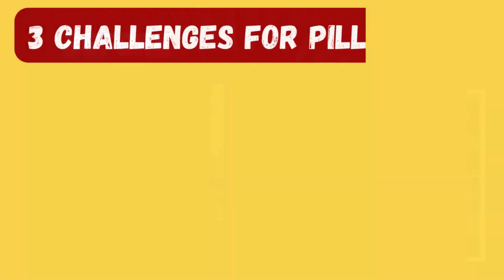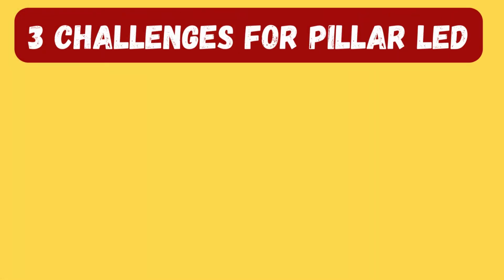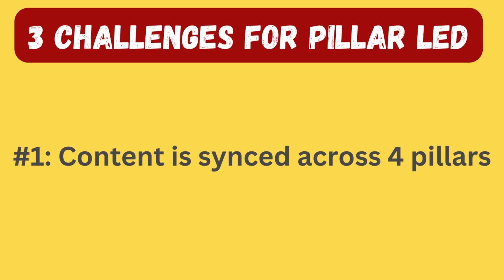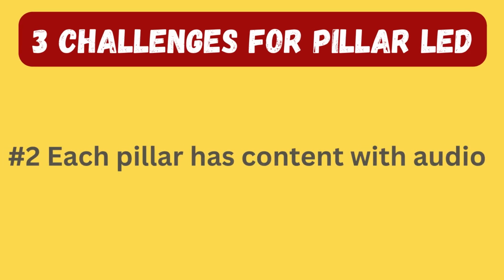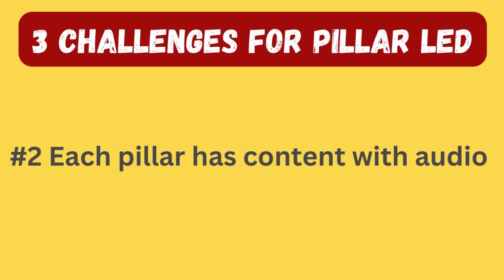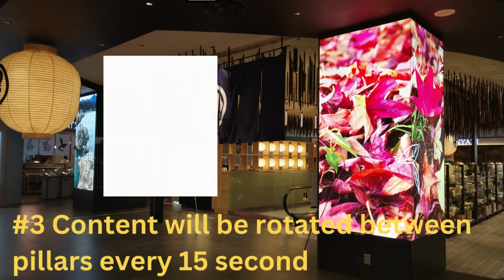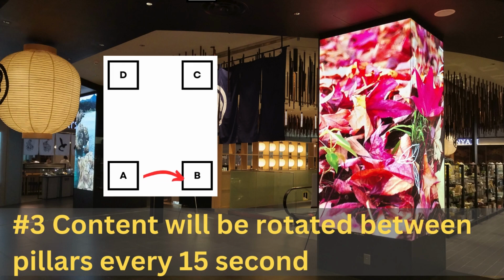There are 3 challenges when installing pillar LED for Isetan. First, 4 different content has to sync across 4 pillars. Second, each video has its own audio playback at each pillar. Third, the content needs to be rotated from one pillar to another. How do we solve this?